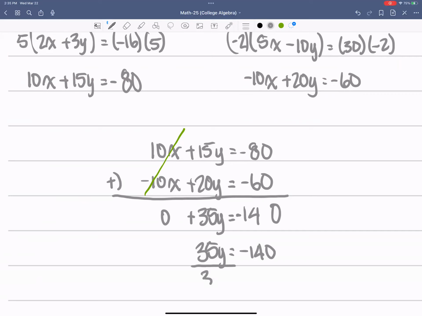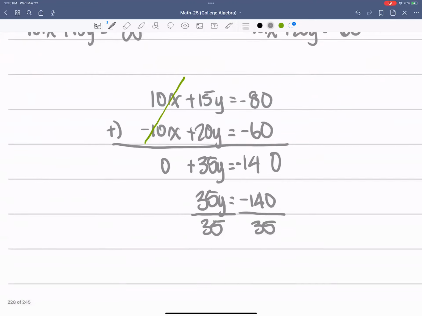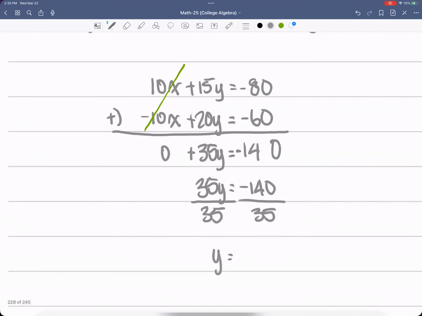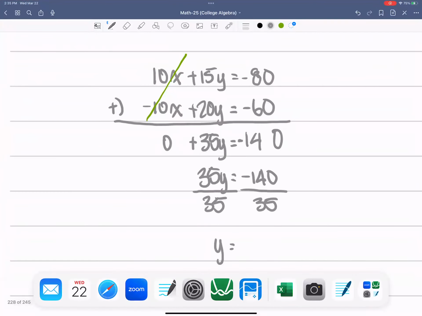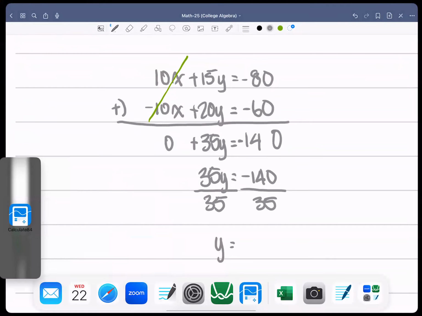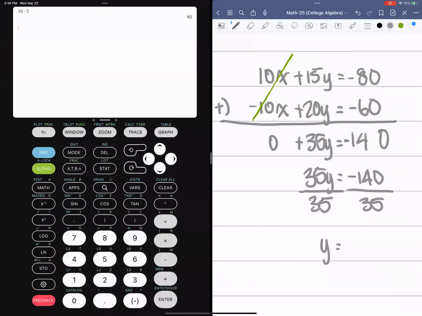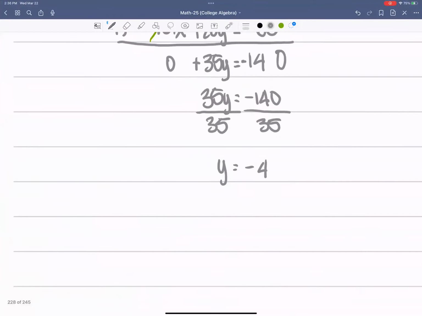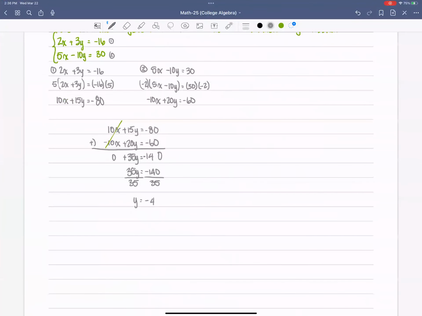Divide both sides by 35. I believe that's a negative 4, but let's just use our calculator just in case. Negative 140 divided by 35. Oops, I was right. We got negative 4. So far we've found our y component of our solution. We still have to find the x component.